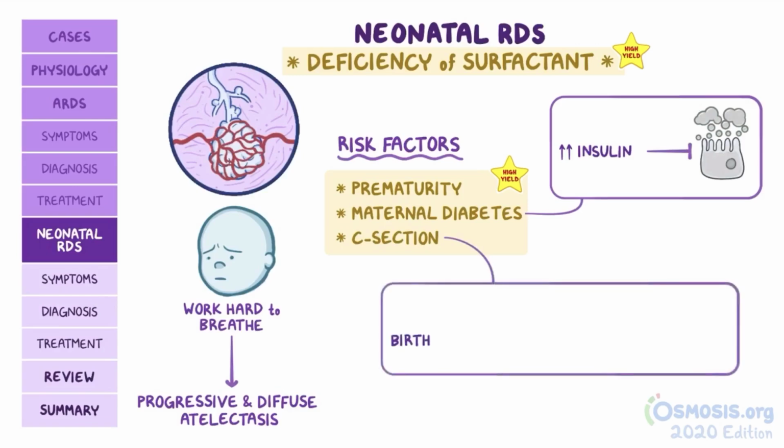Normal birth is a very stressful process for the infant, and this increases glucocorticoid levels, which causes the pneumocytes to release more surfactant. During a C-section, there's no boost of glucocorticoids, which can cause a deficiency of surfactant.